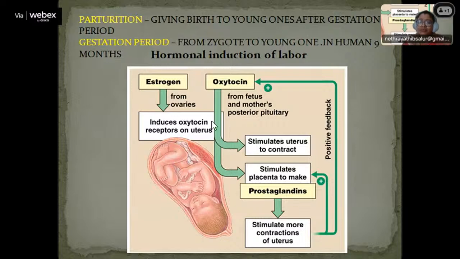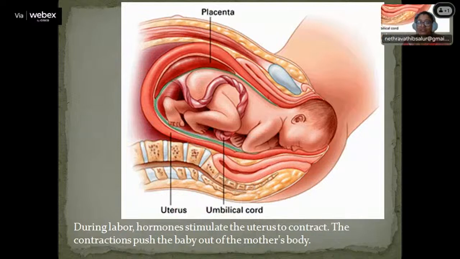Now, what will the doctors do? The doctors will give oxytocin injections. Frequently, they keep giving oxytocin injections, and that will make the fetus come out of the mother's womb. That is how the parturition process takes place, which is a very tedious process where the mother feels a lot of pain. Now, this is what you can see. The child is coming out from the mother's body through the vaginal opening.